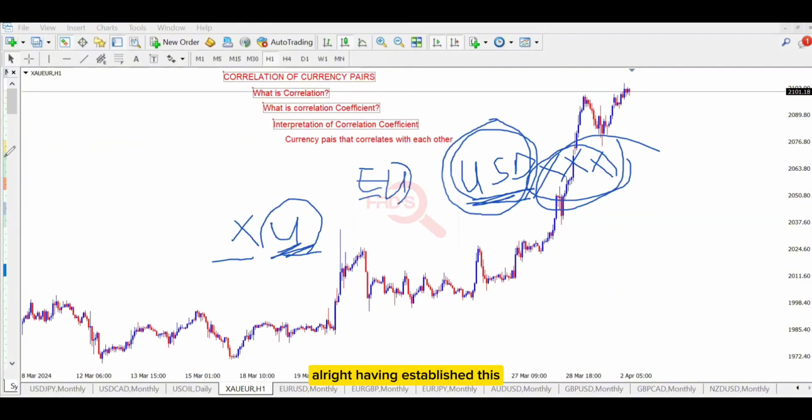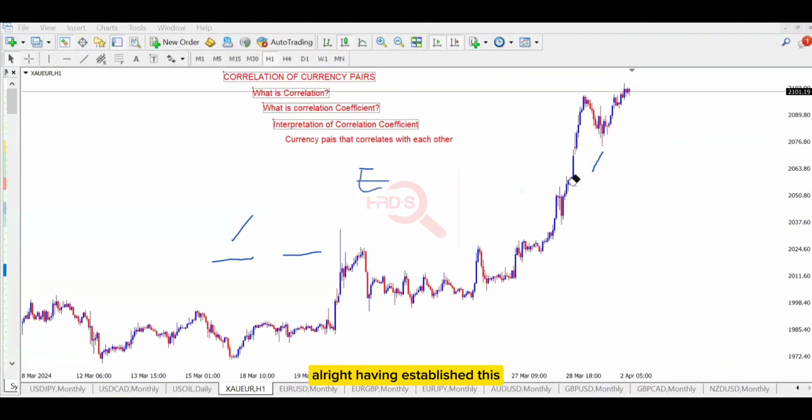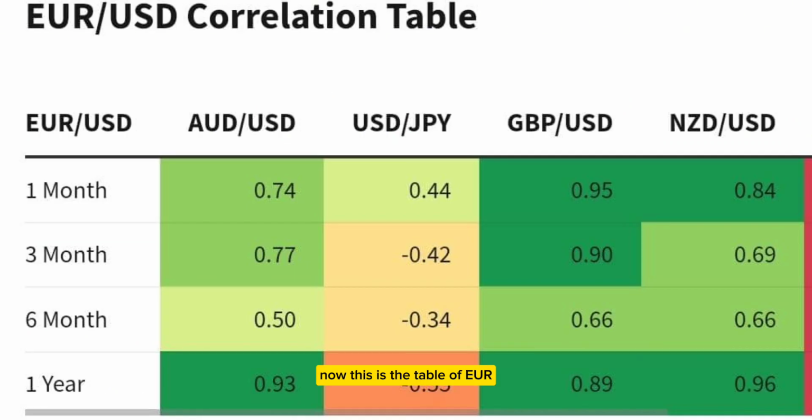All right, having established this, let us move over to look at the currency pairs that correlate with each other. Now, this is the table of EURUSD correlation with other pairs. We can look at the 1 month, 3 months, 6 months, 1 year columns.